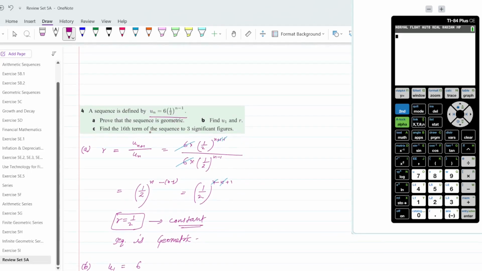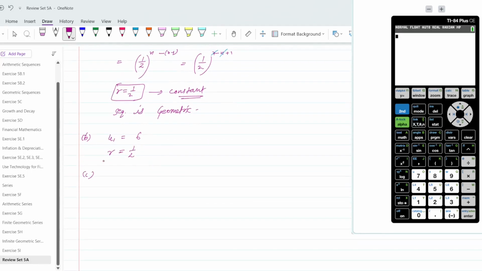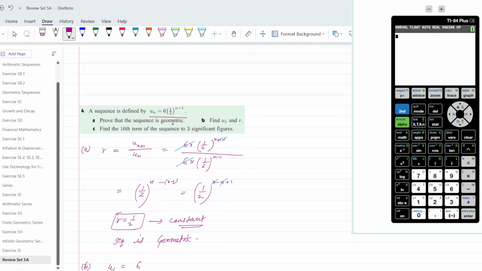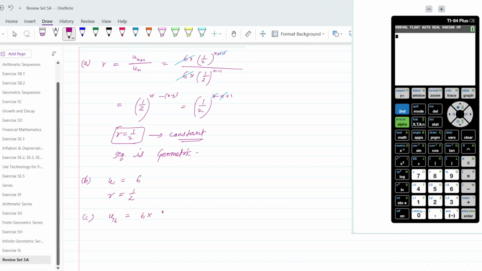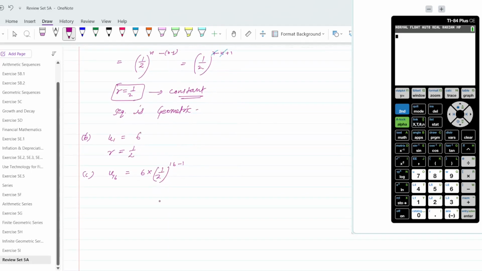Find the 16th term of the sequence to 3 significant figures. So u16 is going to be 6 times half raised to the power 16 minus 1. That is 6 times half raised to the power 15. If we calculate it using the graphing calculator, 6 times 1 divided by 2 raised to the power 15.